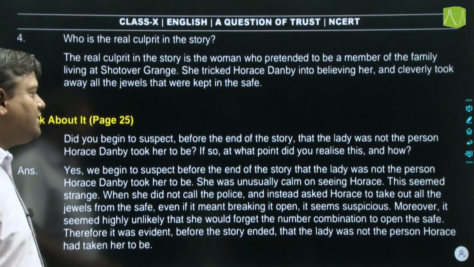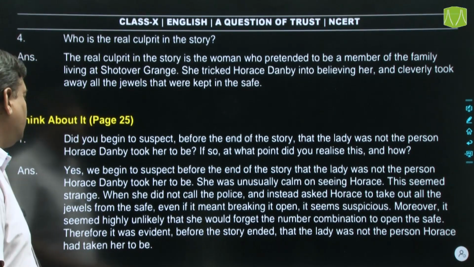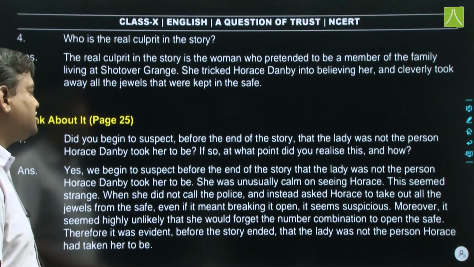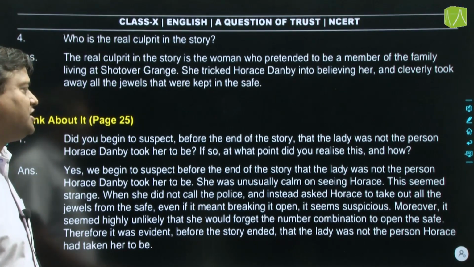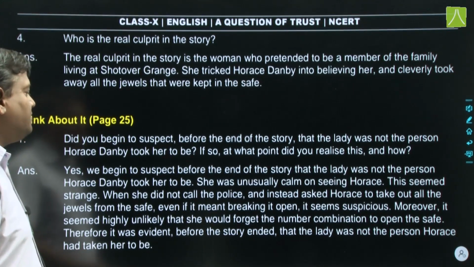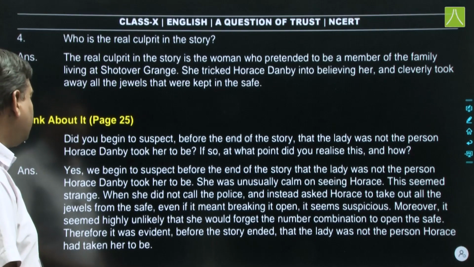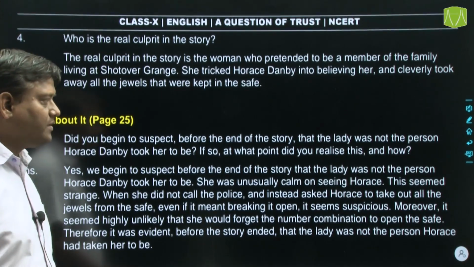Even if it meant breaking it open, it seemed suspicious. Moreover, it seemed highly unlikely that she would forget the number combination to open the safe. Therefore, it was evident before the story ended that the lady was not the person Horace had taken her to be.